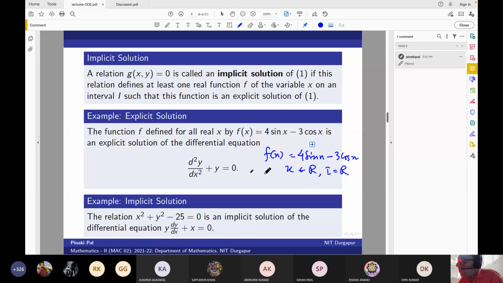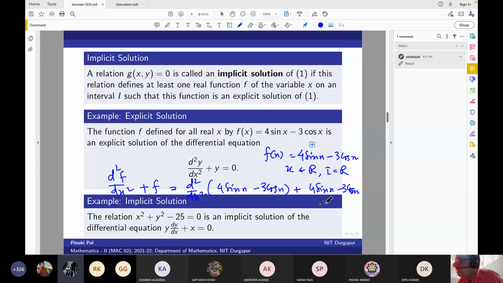Now, if you put f, that means d²f/dx² plus f. So in place of y, we are putting f. Then what we will get is d²/dx² of (4 sin x minus 3 cos x) plus 4 sin x minus 3 cos x. You calculate it: minus 4 sin x plus 3 cos x plus 4 sin x minus 3 cos x is equal to 0. It's getting equal to 0. So that means the function is satisfying the differential equation.